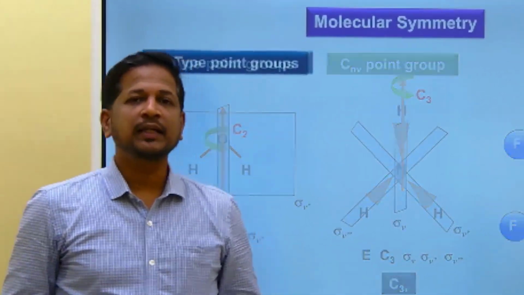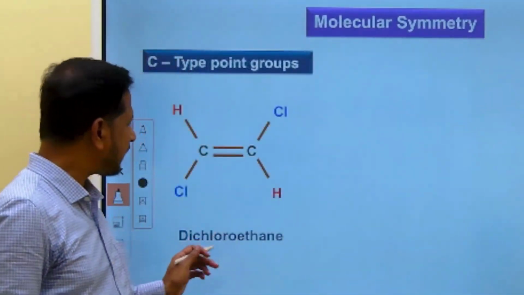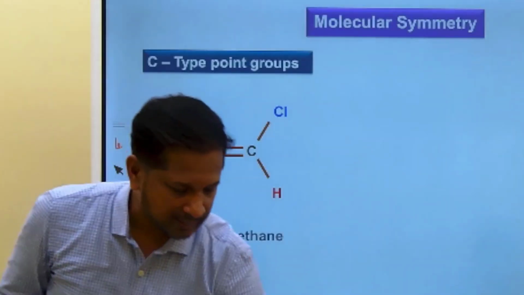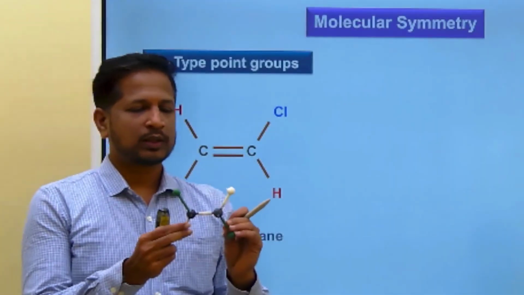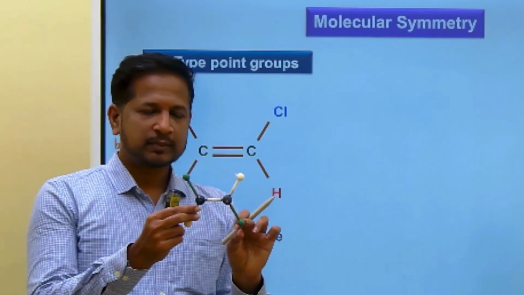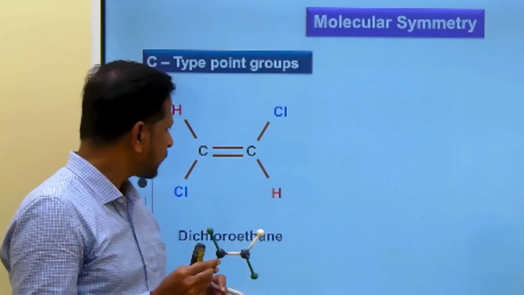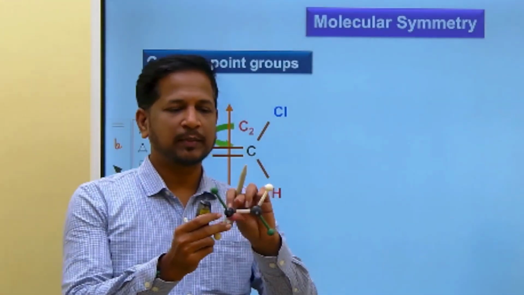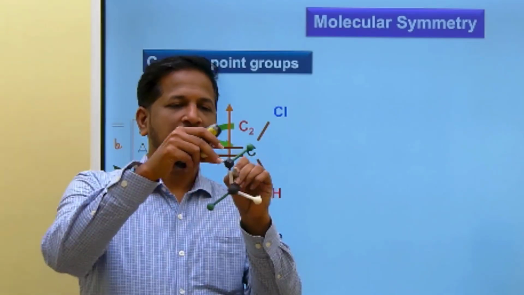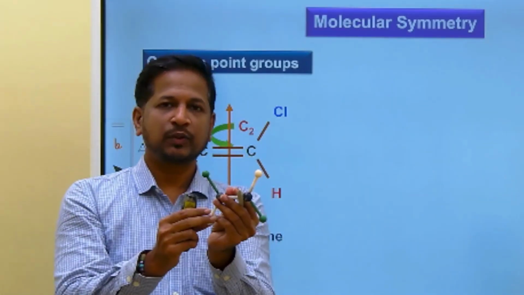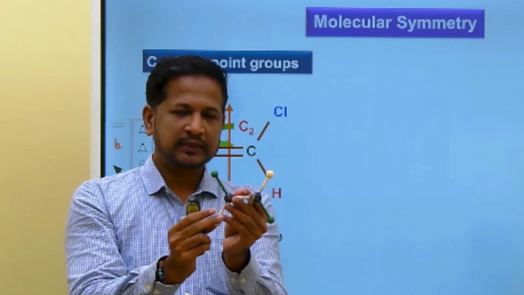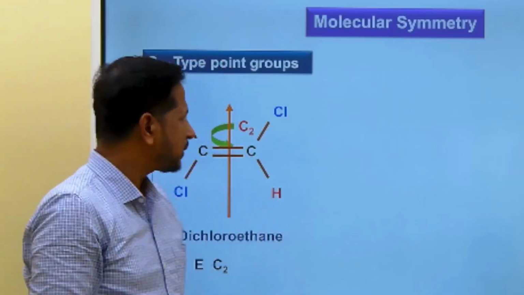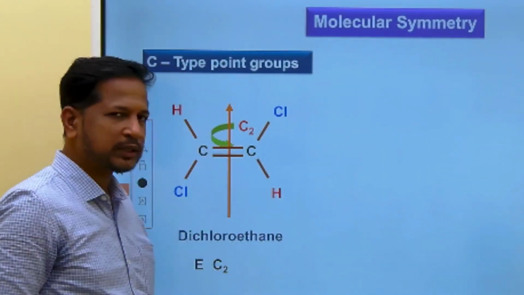Next example in the Cn type of point group is dichloroethene. In this case, apart from the identity element, if you see this molecule, these two are the chlorine atoms and these two are hydrogen atoms. If you rotate the molecule through 180 degrees, you will get an indistinguishable image. So this is the rotational axis around which you can rotate and get an indistinguishable image. If you rotate the molecule once again, you will get an identical image. So this axis is called a C2 rotational axis.